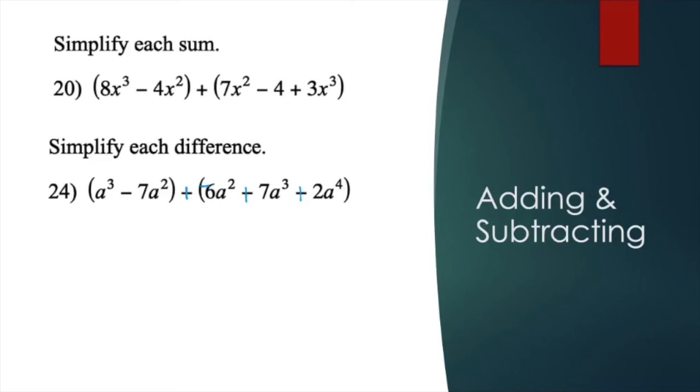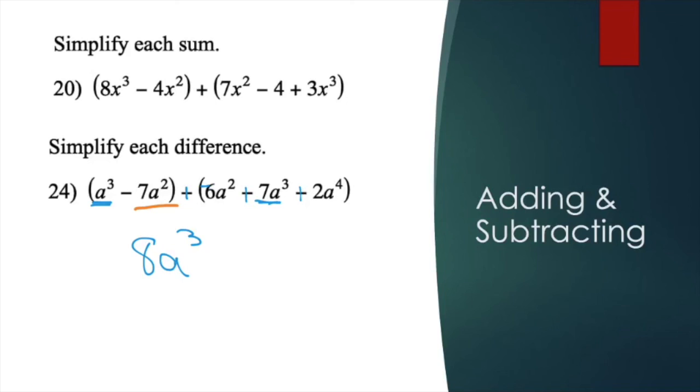What's the a cubed go with? The 7a cubed. How many a cubes do we have? 8a to the third. What about the 7a squared? It's a negative 7a squared. Negative 7a squared, and plus this positive 6a squared.